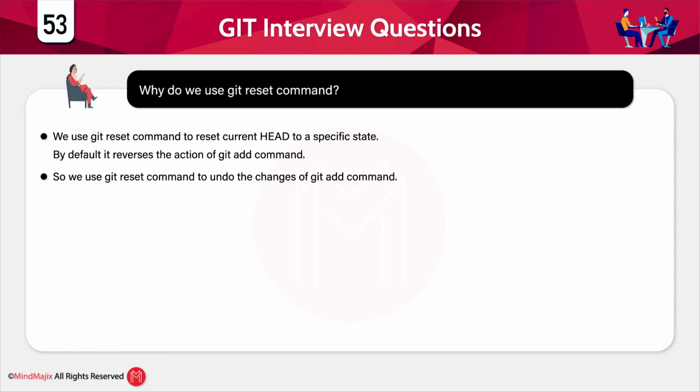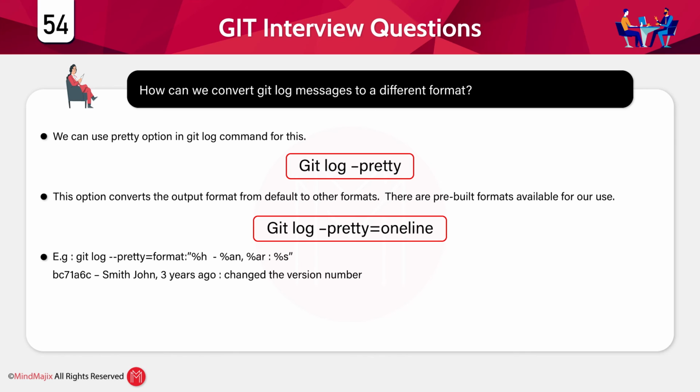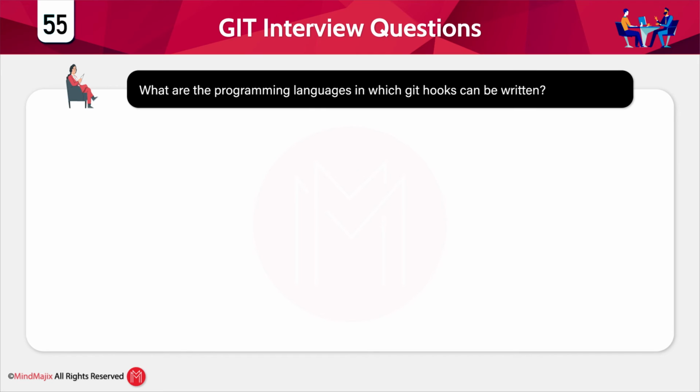So these are all the things, guys. Just go through it, guys. We can understand. And what are the programming languages in which Git hooks can be written? Perl, Shell script, Python, and other languages, guys.